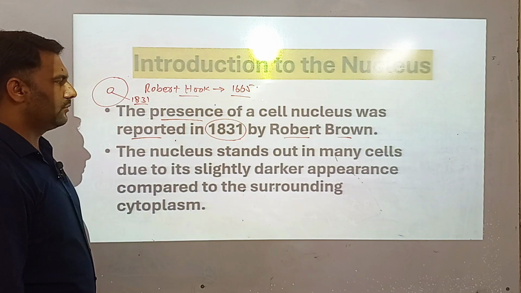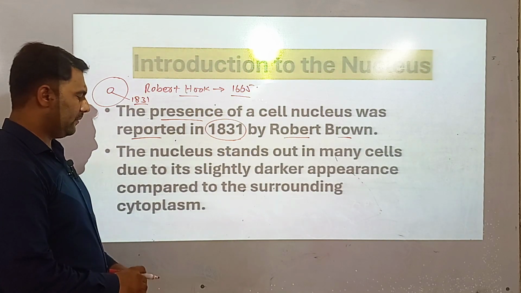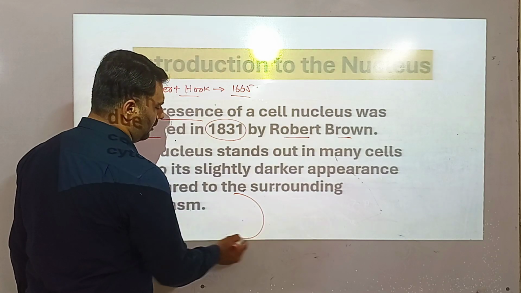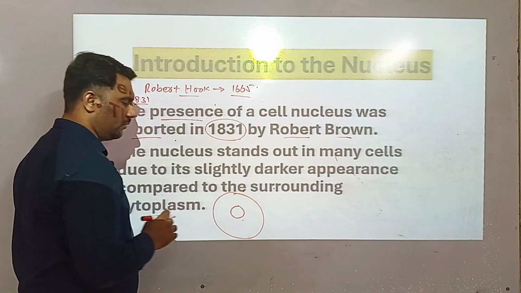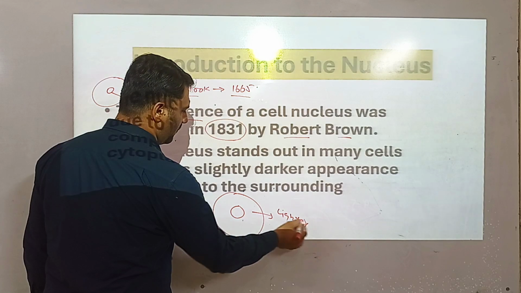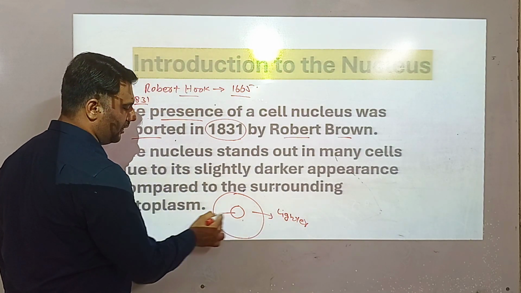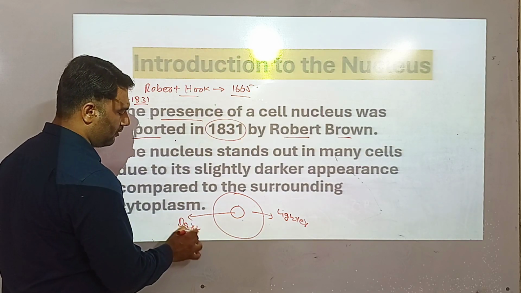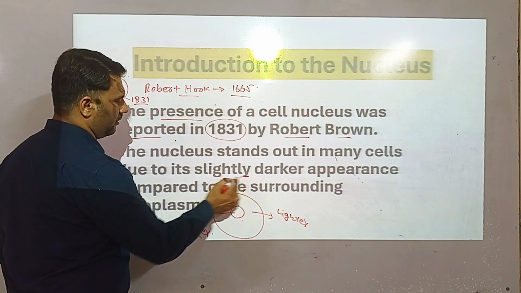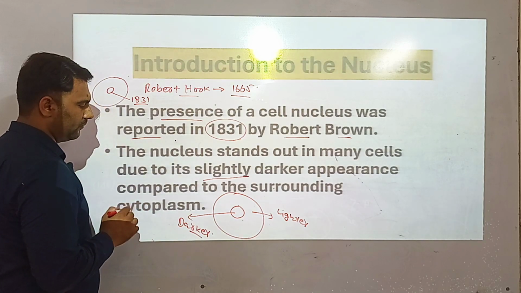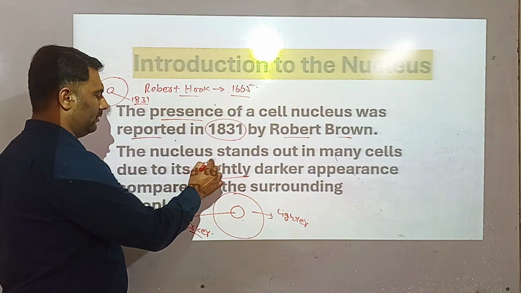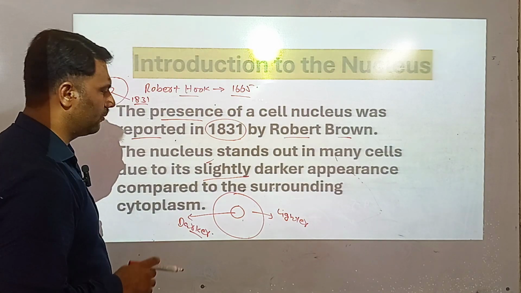The nucleus stands out in many cells due to its slightly darker appearance compared to the surrounding cytoplasm. This point is that when we stain the cell, the cytoplasm looks lighter, but the nucleus appears darker. So when we do the staining, the nucleus appears slightly darker, and the lighter part will be the cytoplasm.